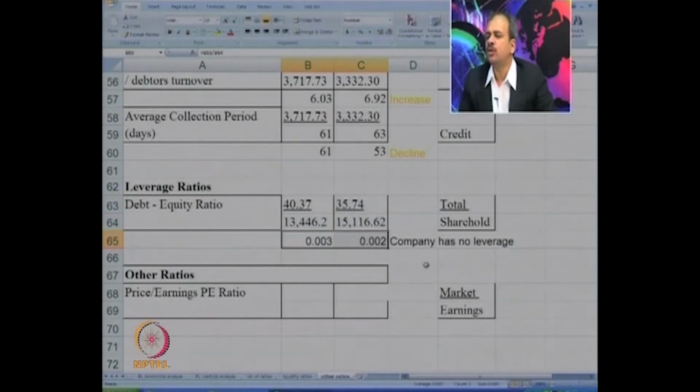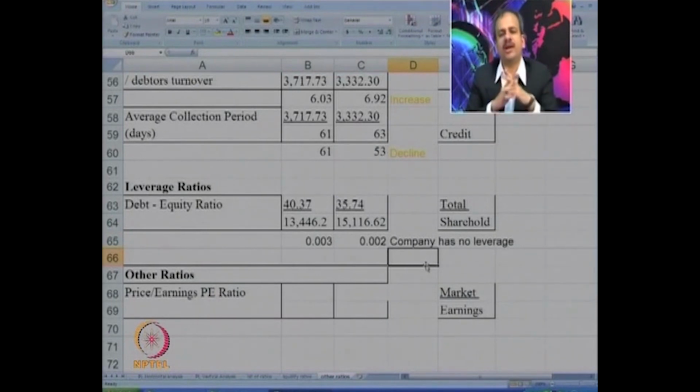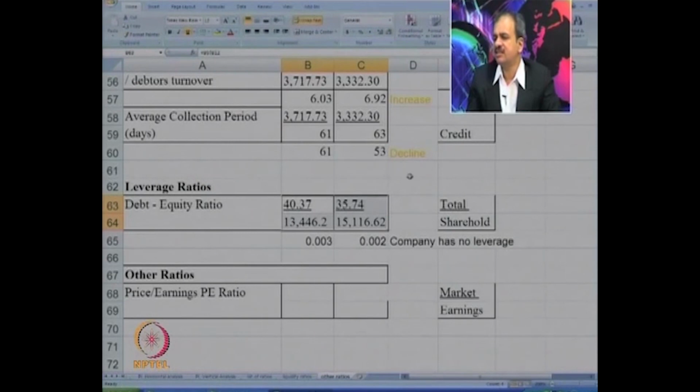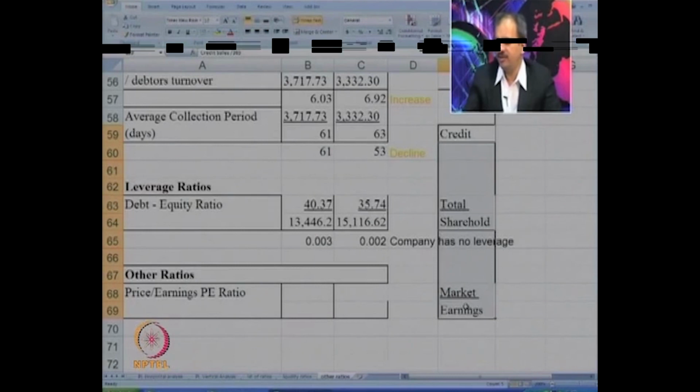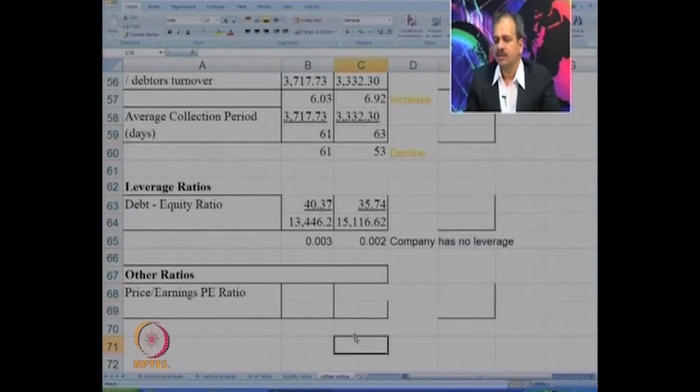So, as you know, basically the company does not have any significant amount of debt, it is equity finance. That is why the total debt versus equity is almost negligible. Company has no leverage, that is the comment we can make. Now, a very important ratio wherein we try to link the market price versus the earnings.